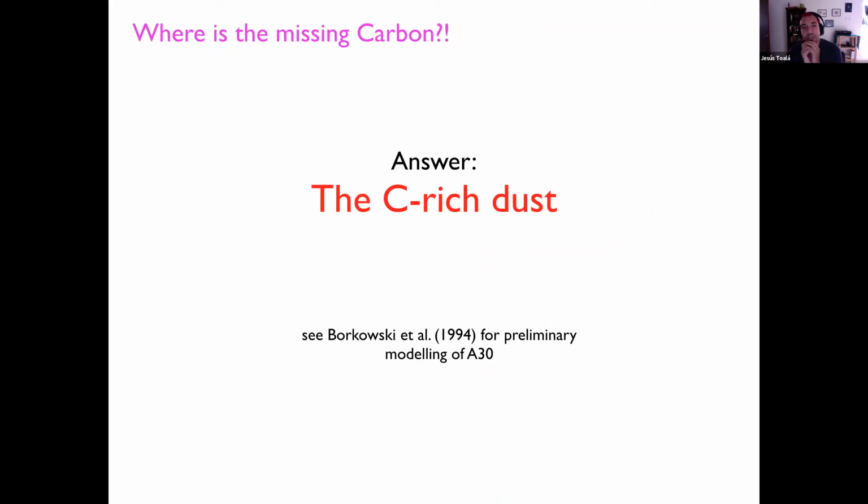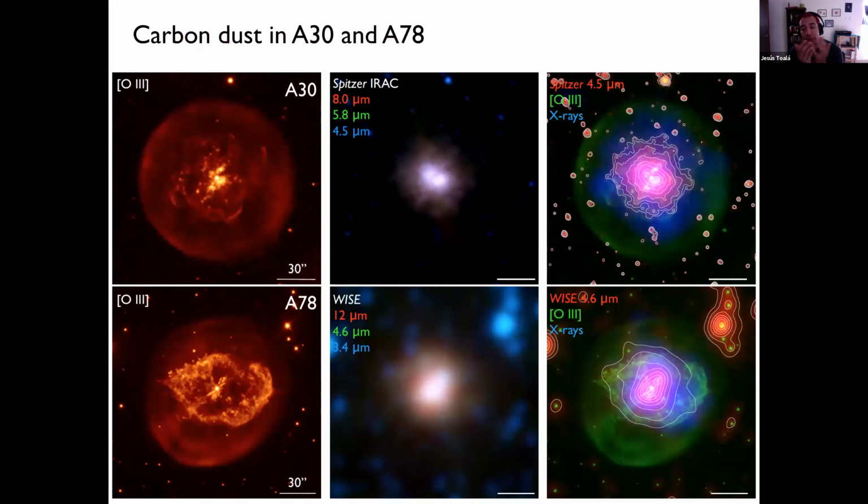But then the answer to this missing carbon question is, of course, the carbon-rich dust. So first, what we did is to produce high resolution images of the dust distribution of these two objects. On the top panels, I'm showing you Abell 30, and on the bottom panels, I'm showing you Abell 78. On the left, we have the oxygen-free line emission in optical. The middle panel is the mid-infrared color composite images. And then on the right, we compare the infrared in red and contours. In green, we have the optical, and in blue, we have the X-rays.